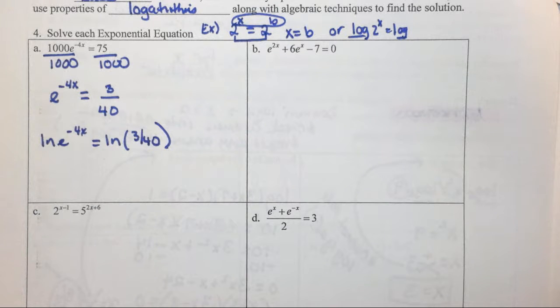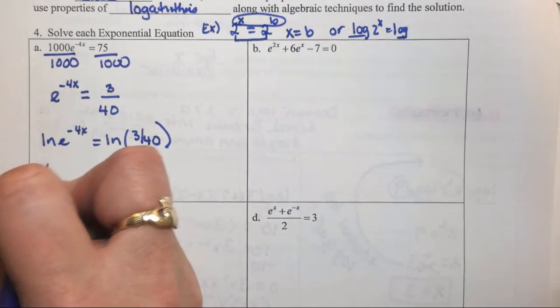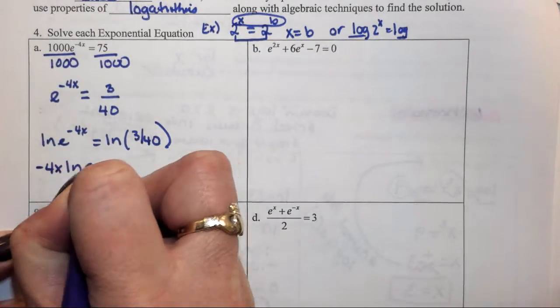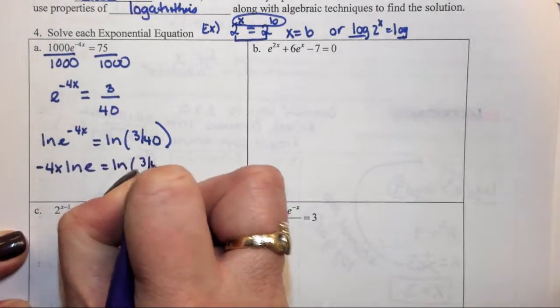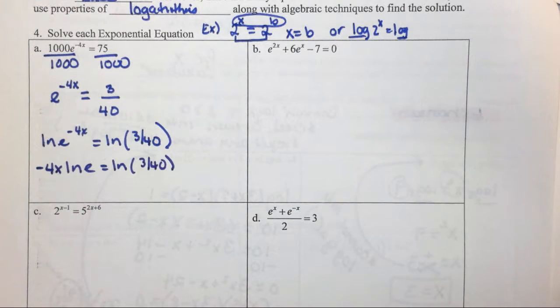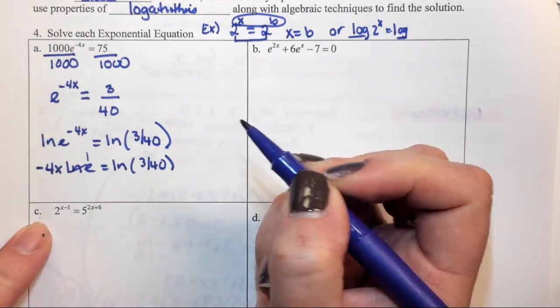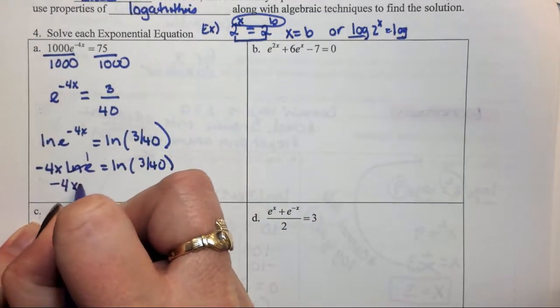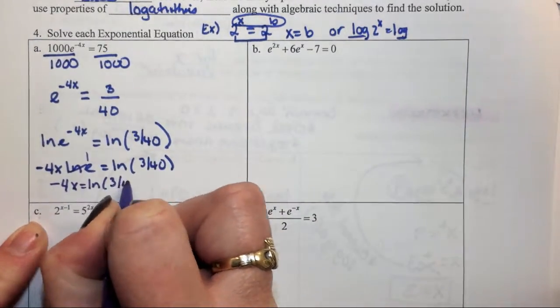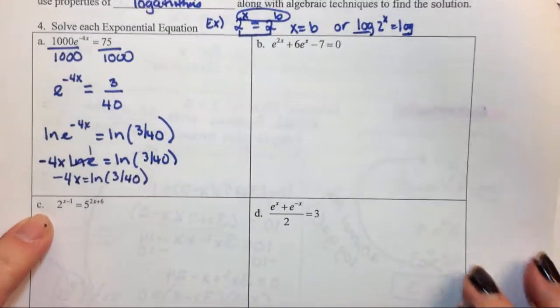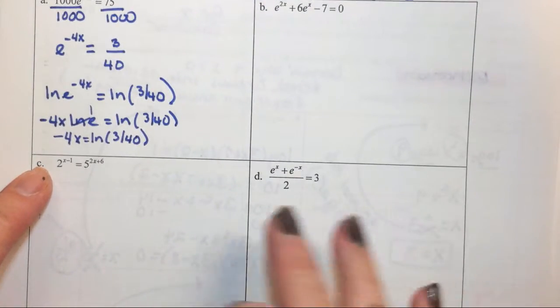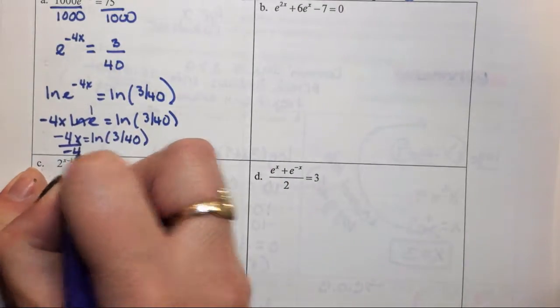Now that you've got the natural log of e to the negative 4x, you can use your power property of logs. We can take that negative 4x and get it out of the exponent. So I have negative 4x times the natural log of e is equal to the natural log of 3 over 40. And what is the natural log of e equal to? The natural log of e is equal to what? 1. So I have negative 4x is equal to the natural log of 3 over 40. Now how do you solve for x? You're going to do what? Divide by negative 4.